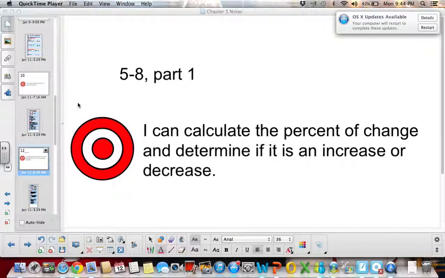And we are only going to do the first part of 5-8, which is just finding the percent of change, and then the second part of 5-8 will be on a different video talking about sales tax and discounts and selling price and things like that. So that's why this isn't going to cover the entire lesson. Our learning target for this video is to calculate the percent of change and determine if it is an increase or a decrease.